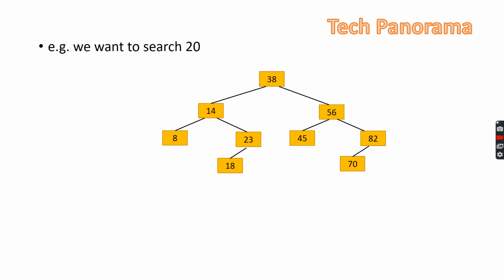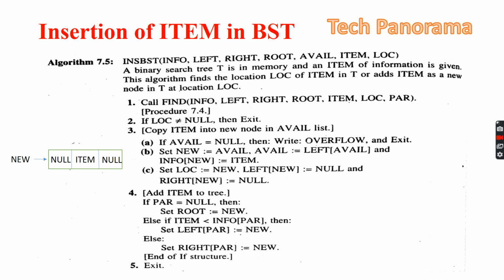For example, here if we want to insert 20, as we have already discussed, parent points to 18. Now we compare 20 with 18. 20 is greater than 18, so 20 will be inserted to the right of 18 through this statement: right of parent, that is 18, is equal to your new node.